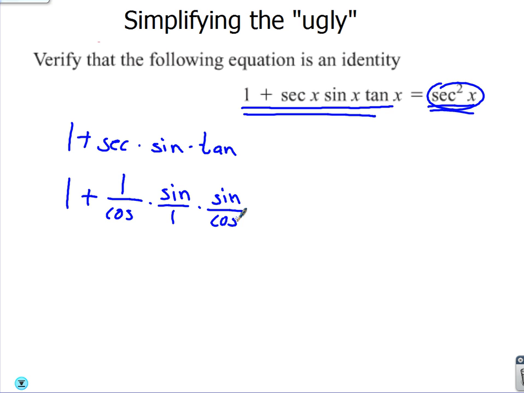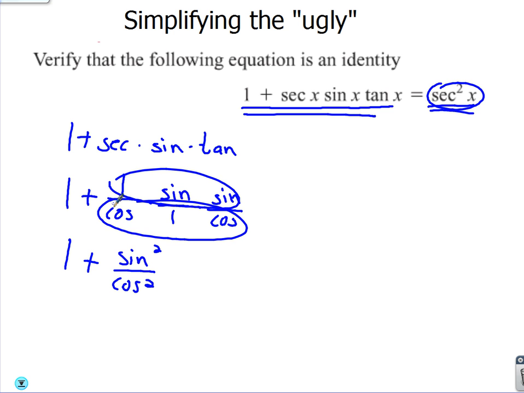So now we're left with 1 plus, on top we have sine squared over cosine squared. What is sine squared over cosine squared? Tangent squared. Sine over cosine is tangent, so sine times sine over cosine times cosine will be tangent times tangent. 1 plus tangent squared.